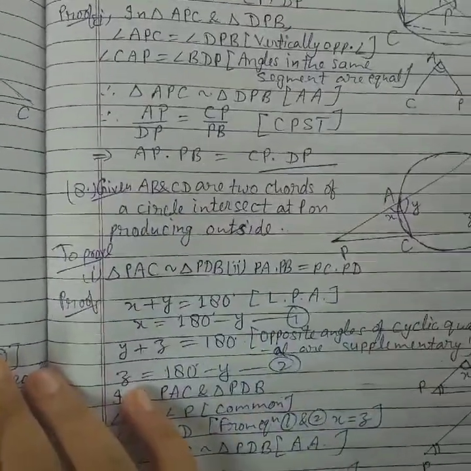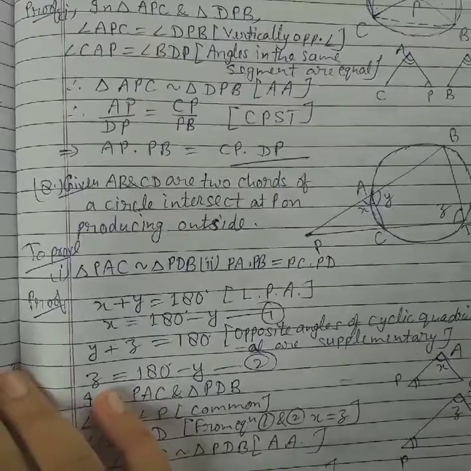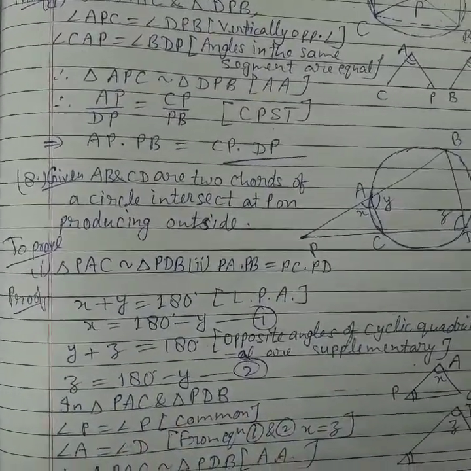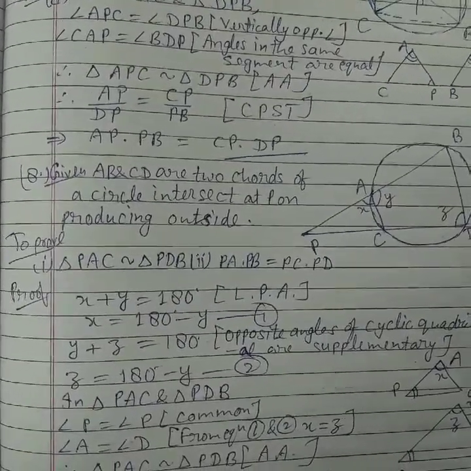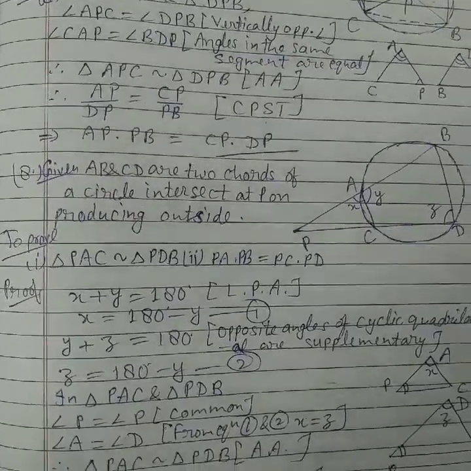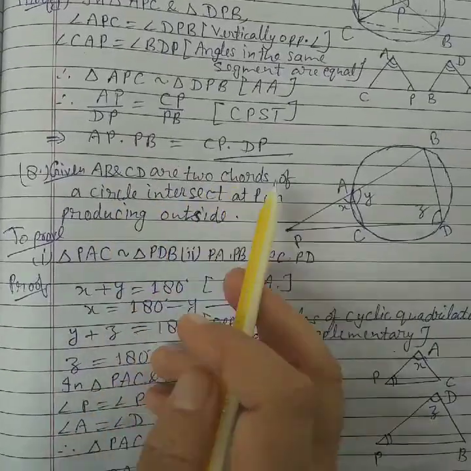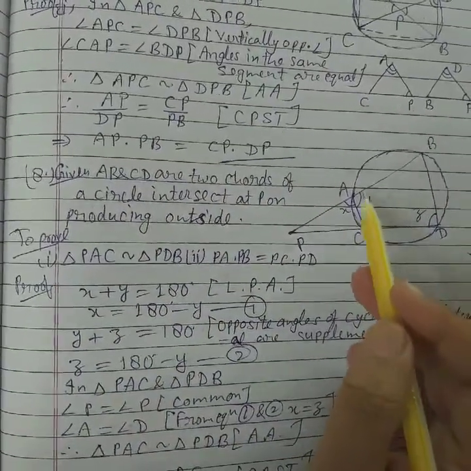Now move to question 8, which is: in the given figure, two chords AB and CD of the circle intersect each other at the point P when produced outside the circle. Prove that triangle PAC is similar to triangle PDB and PA into PB equals PC into PD. So here, see now, given AB and CD are two chords of a circle intersecting at P on producing.